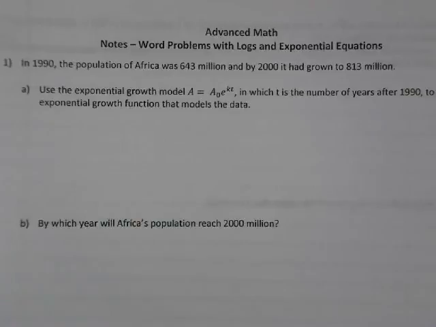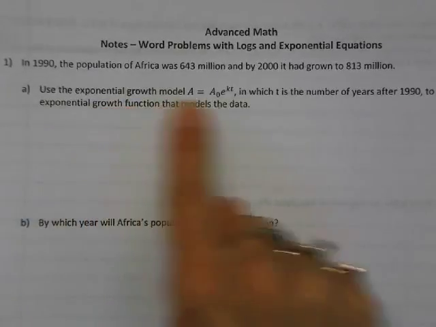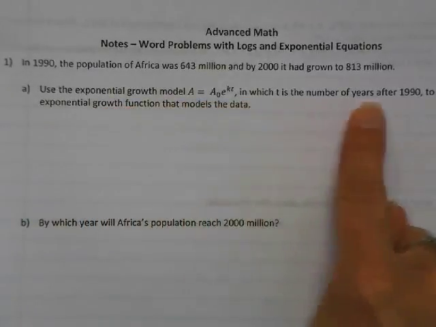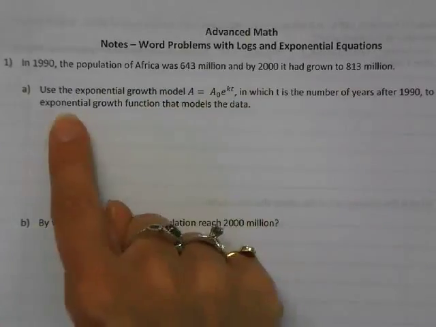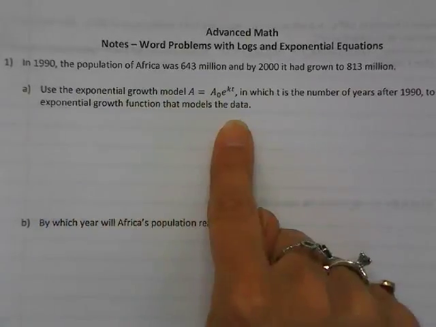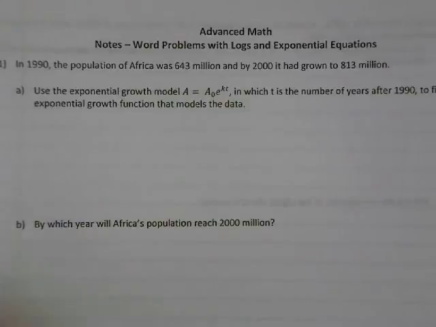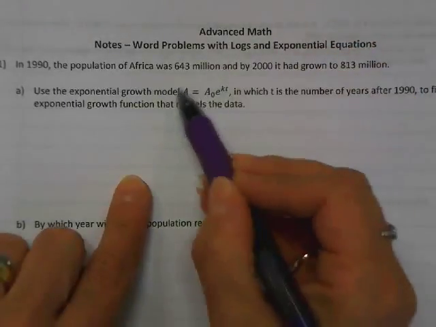Alright, so it says in 1990 the population of Africa was 643 million, and by 2000 it had grown to 813 million. Part A wants us to use the exponential growth model, in which t is the number of years after 1990, to model the data. Alright, so a lot of fancy words there. I want to start with this formula.